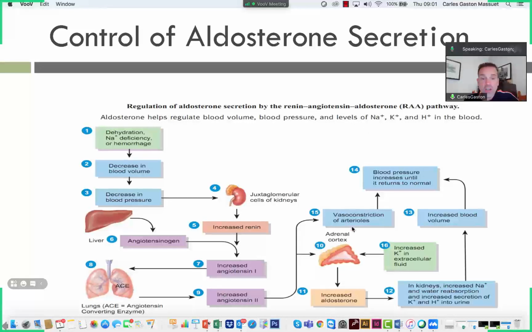But aldosterone is the important mechanism in the adrenal gland to impact the kidney, and it requires angiotensin and renin from the kidneys to be able to increase the sodium and water reabsorption and increase secretion of potassium.